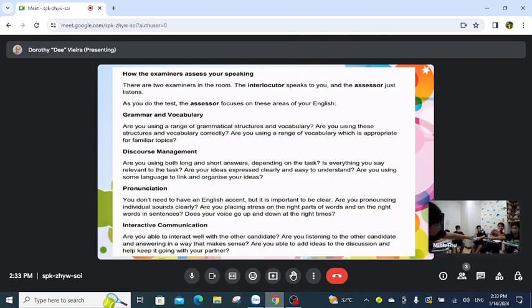And then the last thing that your assessor is going to be listening for: how well are you able to communicate and to interact with the other candidate? Are you listening to what the other candidate is saying? Are you answering in a way that makes sense? Example, if the other candidate asks you a question, you need to answer that question. Okay? You also need to be able to add ideas and help keep the conversation going. Okay, so these are all the things that the assessor, the second person in the room, is listening for while you are doing the exam.